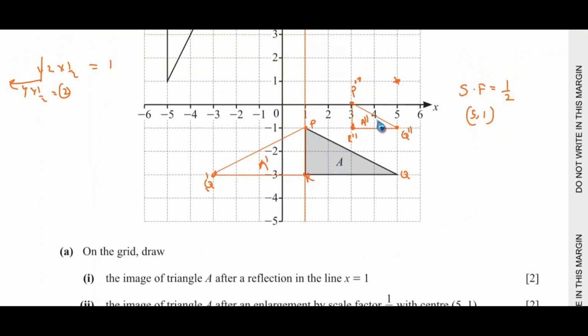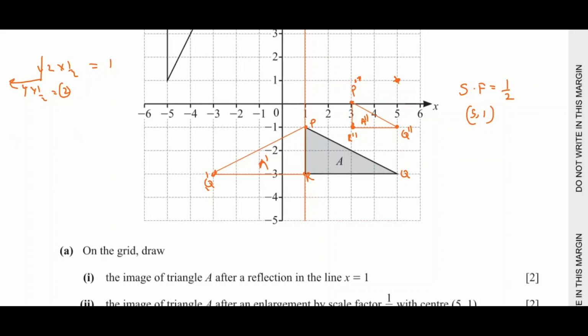So it will be smaller due to the scale factor, which happens to be a fraction. Okay. And if you compare the sides, this is 1, this will be twice. So this is 1, 2, 3, 4. This should be 2. Okay. So let's go to the next question.